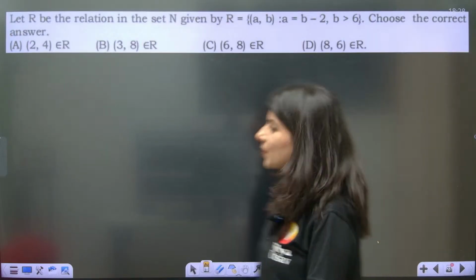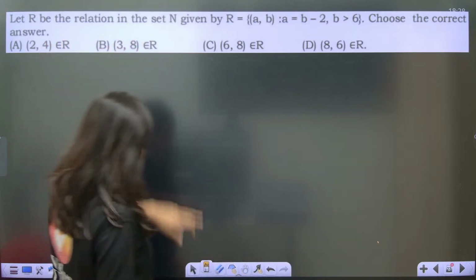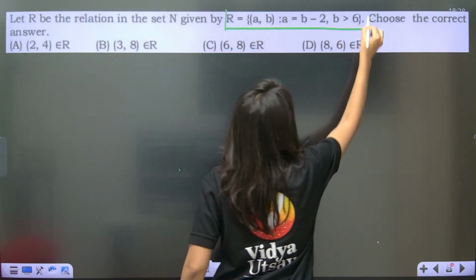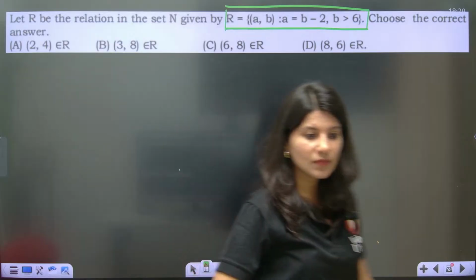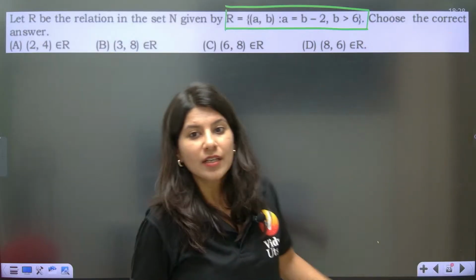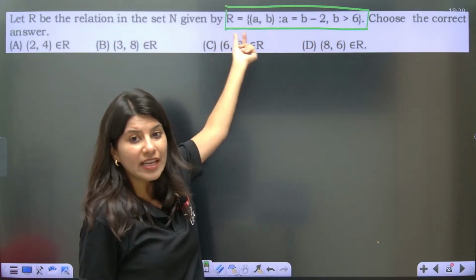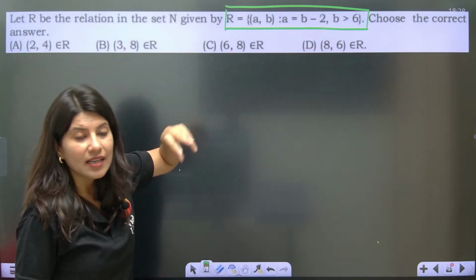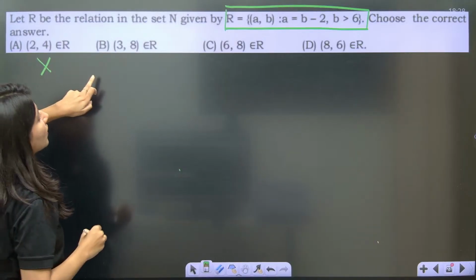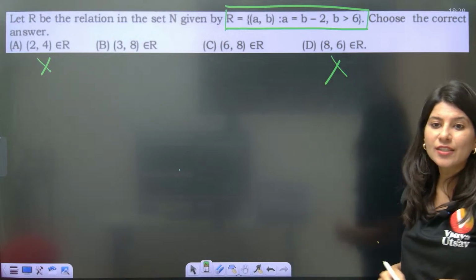Next question. Now this is the most easy question, I think. In this question, they are saying that your relation R is given by this. Choose the correct answer. Now understand that they are saying relation will have (a, b) with b greater than 6. That means the second element should be greater than 6. This is wrong. This is also wrong because the second element clearly should be greater than 6.